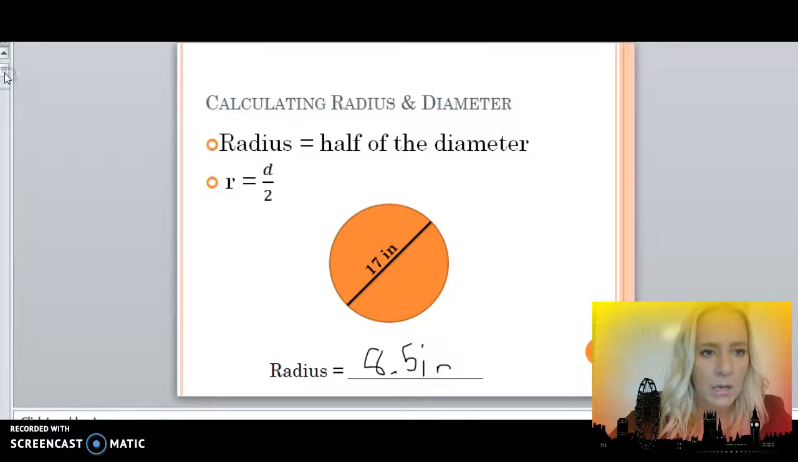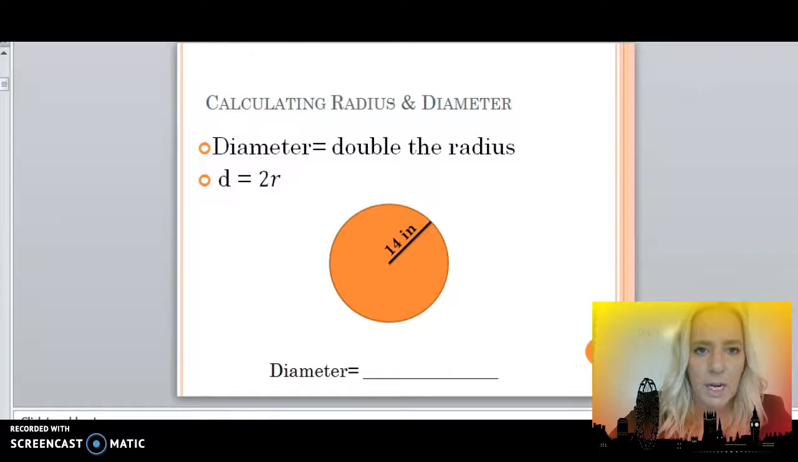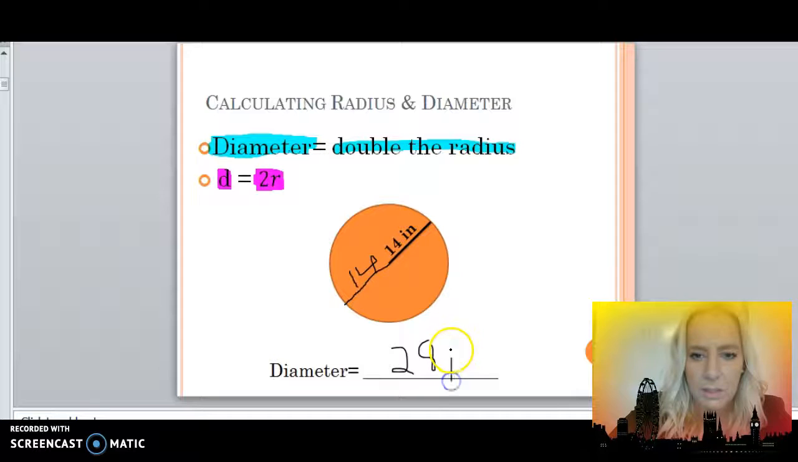Now let's talk about calculating diameter from radius. So diameter is the opposite of dividing by 2, multiplying by 2. So you're going to double the radius. So diameter equals 2 times r, or 2 times the radius. So in this case here, if the radius is 14, the other half of the radius is 14. And 14 plus 14, or 14 times 2, is 28 inches.